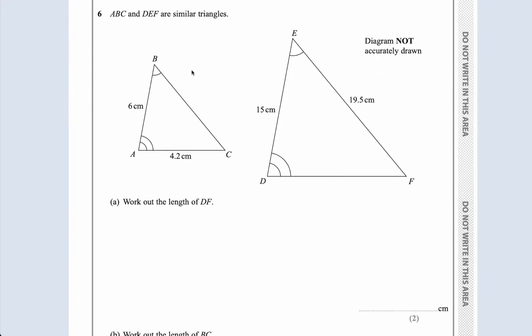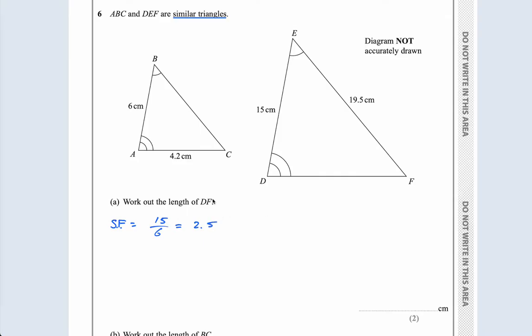Okay, question 6. ABC, DEF, they're similar triangles. So guys, they're telling you what topic we're in. This is a similar triangles question. Work out the length of DF. Okay, first thing to do is we get the scale factor. What is the scale factor? Look at the two similar sides that we know. We know both of them. It's this one and this one. So the scale factor is 15 over 6, which is 2.5.